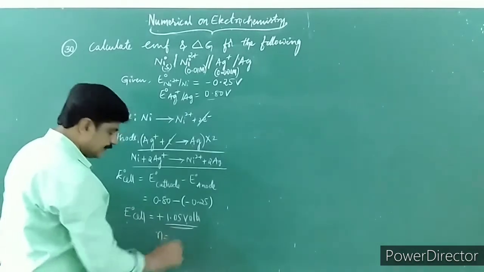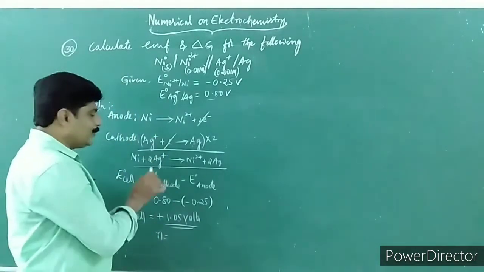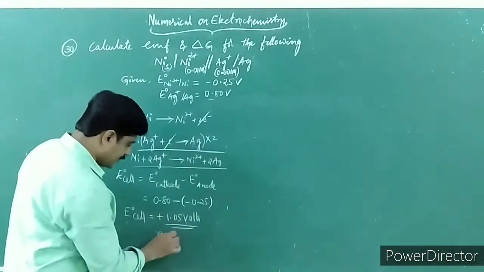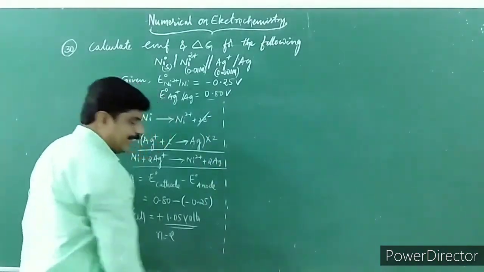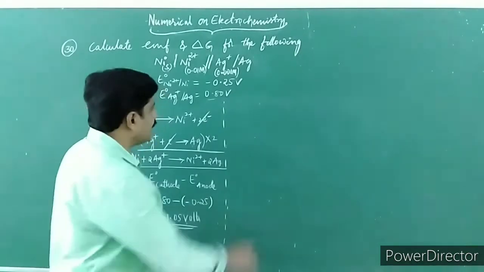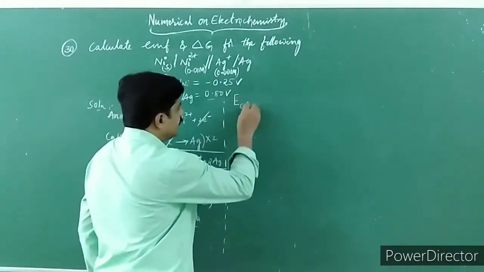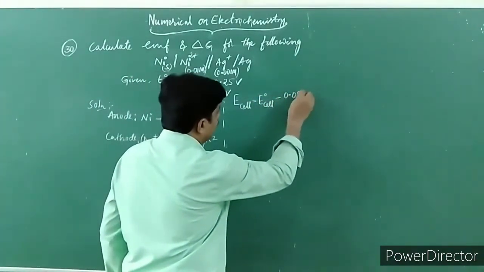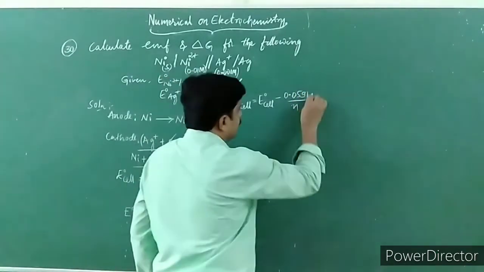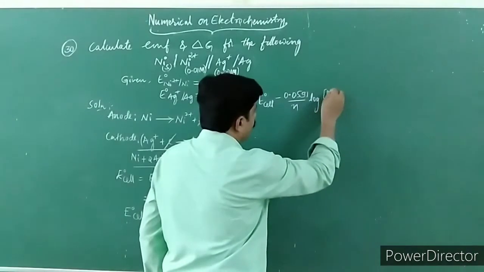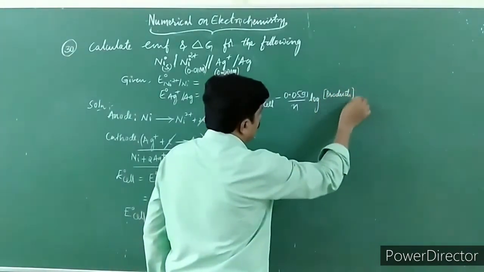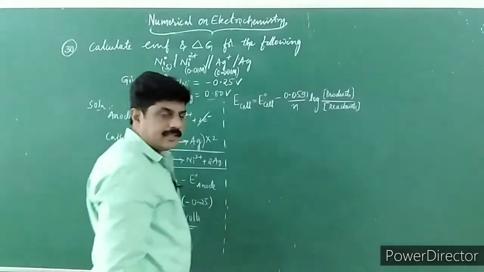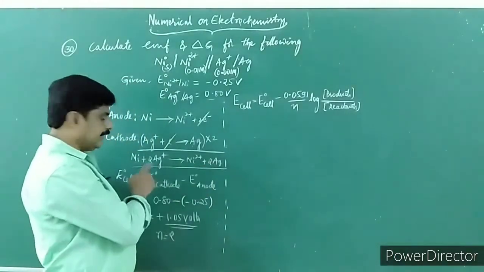Now, let me find out n. Children, 2 electrons are required for the reduction of 2Ag+ to 2Ag. Is it not? So, n is equal to how much? n is equal to 2. Once you find out E0 cell and n, let me find out E cell with the expression: E cell is equal to E0 cell minus 0.0591 upon n into log of concentration of products upon concentration of reactants. Children, look at here. These two are the products and these two are the reactants.